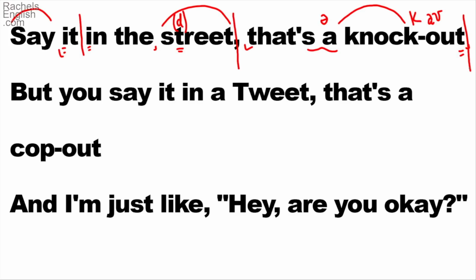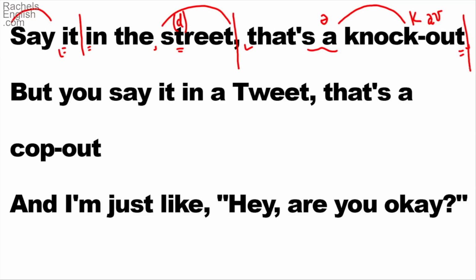So if you're going to take a shot at somebody, you're going to criticize them. She's saying that if you say that on the street, you say it in public, you say it in person, maybe you say it to the person's face, that's a knockout. That's something that can hurt somebody. That's something that packs a punch, that feels real. But you say it in a tweet, that's a cop-out.